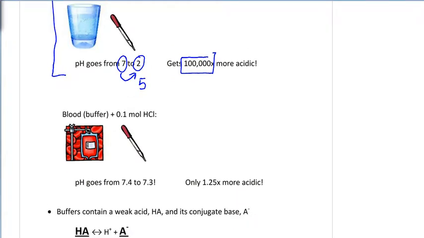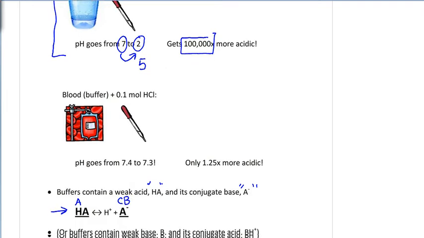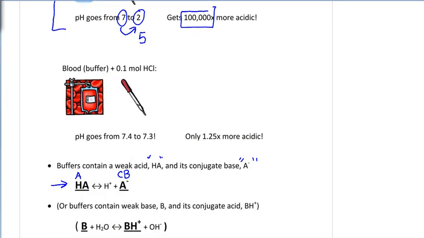A buffer system contains 2 components. Typically, it contains a weak acid, which we'll call HA, and its conjugate base, which we'll call A-. Remember from our earlier acid discussion, an acid like HA might break into H+ and A- ions, so it's the acid and then its conjugate base. Now, we could also have a buffer system that is made of a weak base, which we could call B, and its conjugate acid. So it's a conjugate acid-base pair. Typically, we'll deal with ones that are acids, but you could also have a buffer system based on a base.